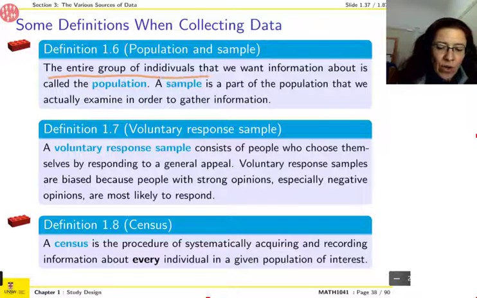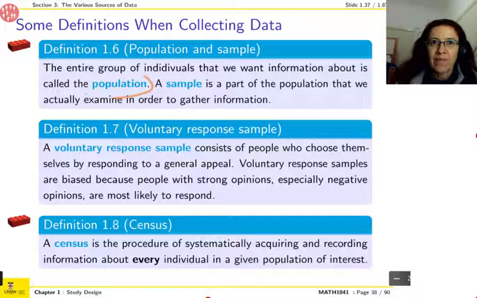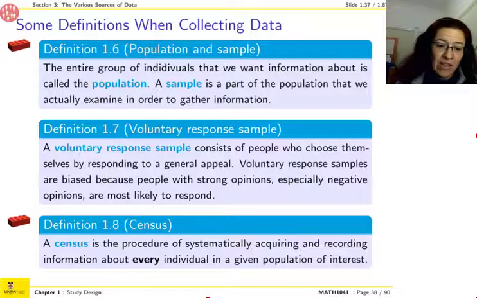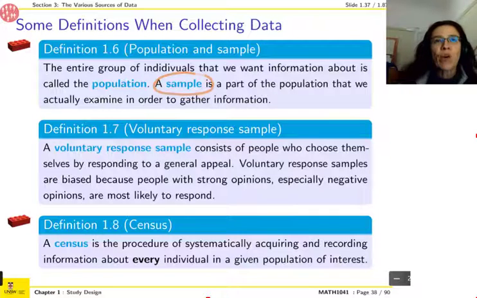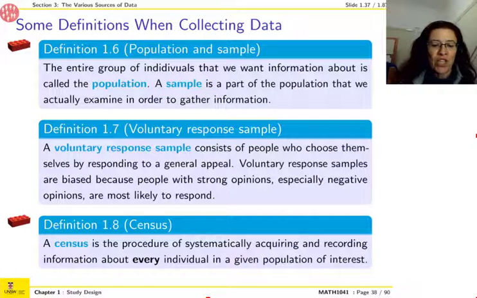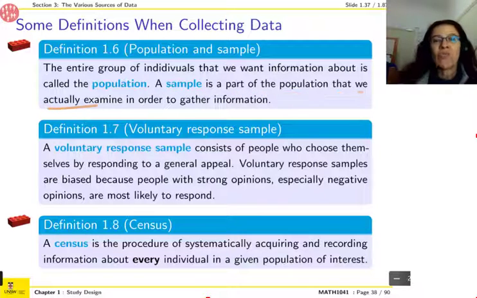The entire group of individuals of interest is called the population. So if you want to say something about Australian adults, then your population will be all the adults in Australia. Very often it's too complicated, too expensive, or it comes with issues to ask the question to the whole population. So instead, you focus on a subset of the population, and we call this a sample. So it's the part of the population that you actually examine to gather some information.